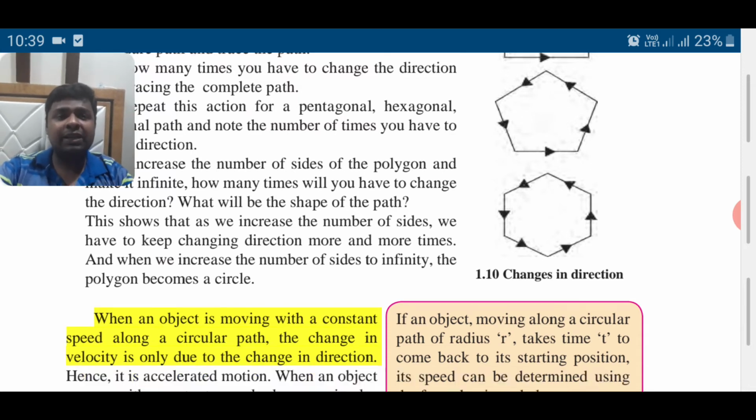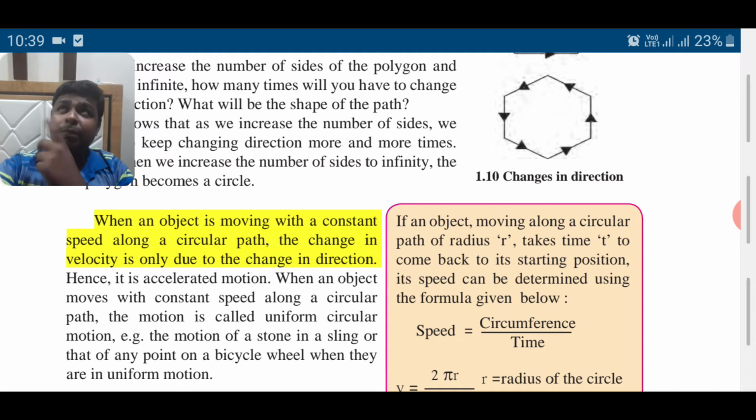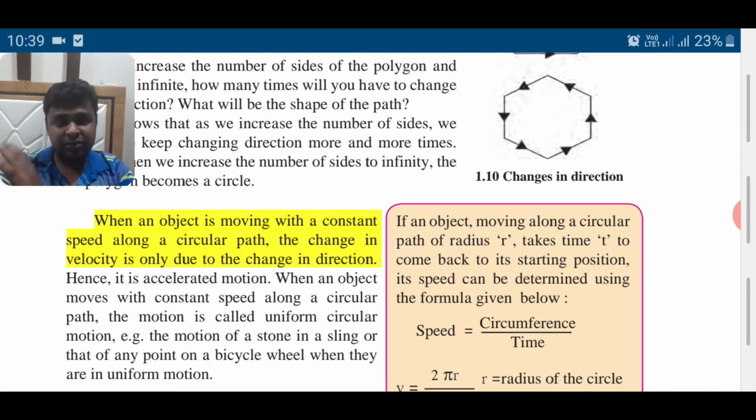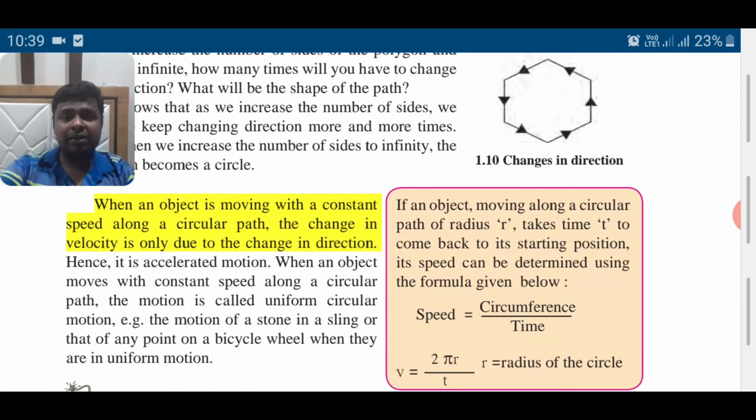So when an object is moving with constant speed along a circular path, the change in velocity is only due to change in direction. Consider the tip of the fan blade. The fan blade is moving and the tip of it is performing circular motion. If the fan is at a constant speed, then the point on the blades performs uniform circular motion and changes direction continuously.